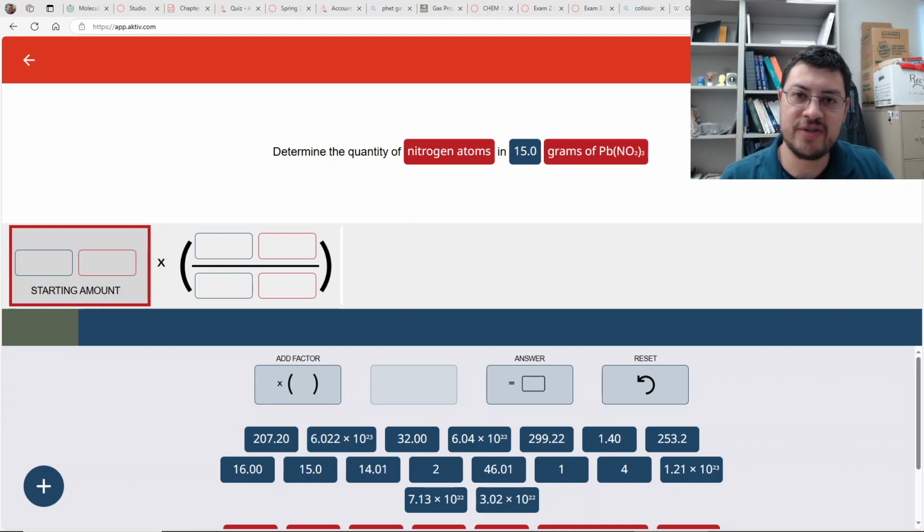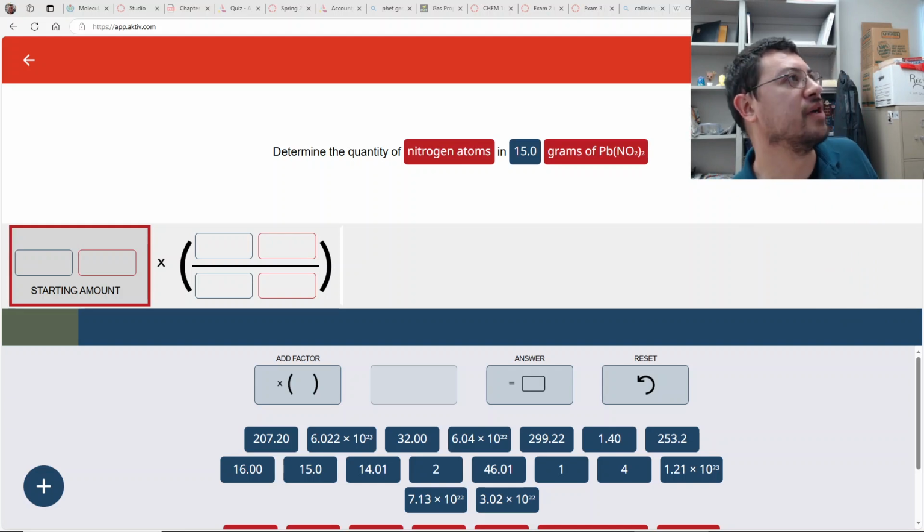All right, so we have some homework questions related to the conversions between grams, moles, and things like atoms, molecules, formula units, fundamental elementary entities. So we'll do 3 or 4 questions from the active homework here. All right, first one is determine the quantity of nitrogen atoms in 15.0 grams of lead nitrite.